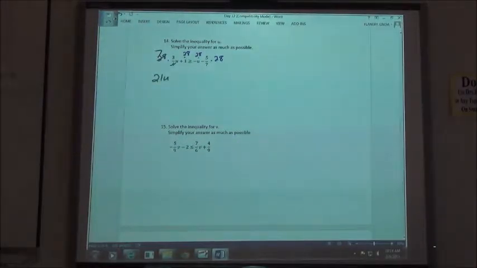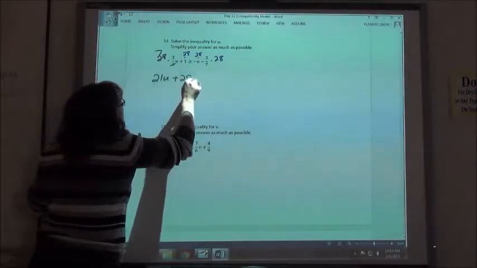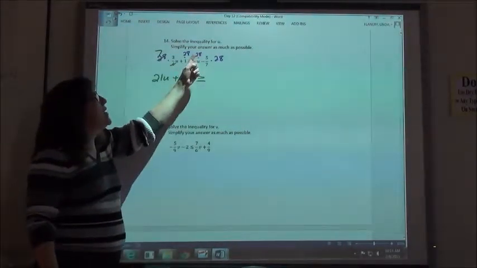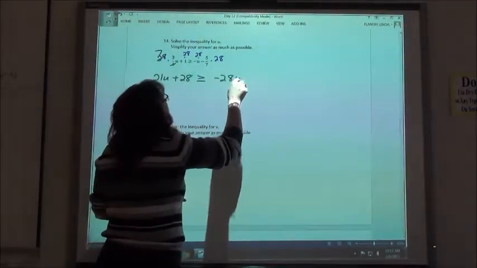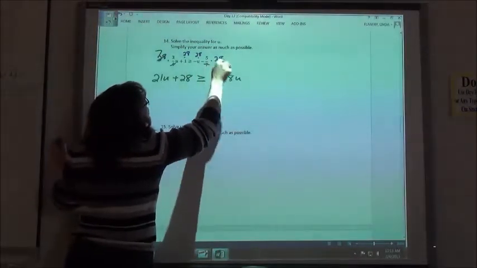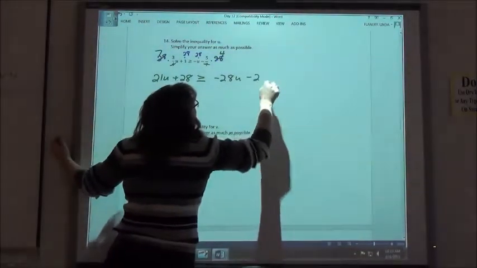The 1 I can't cancel, I'm just going to take the 28 times the 1, which is still 28, is greater than or equal to. Here I'm going to take 28 times negative u, negative 28u. And then I got a fraction, so I'm going to cancel again. 7 goes into 28 4 times. 4 times my minus 5 is minus 20.